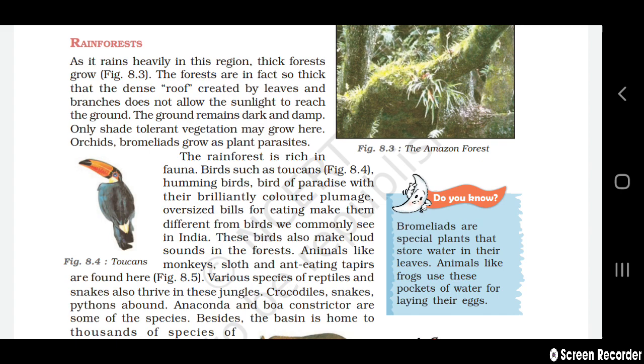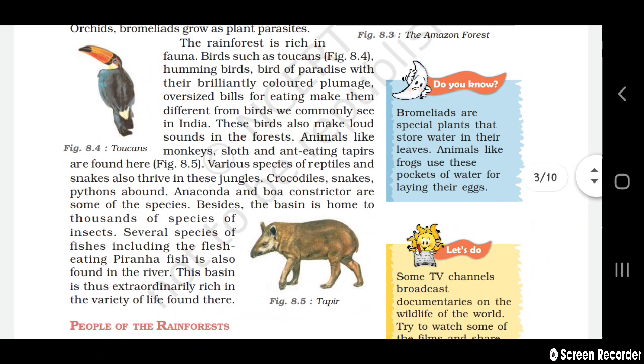Orchids and bromeliads grow as plant parasites in the Amazon forest, like this, as you can see in the picture. Next, the rainforest is rich in fauna.